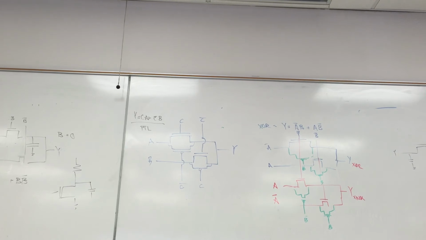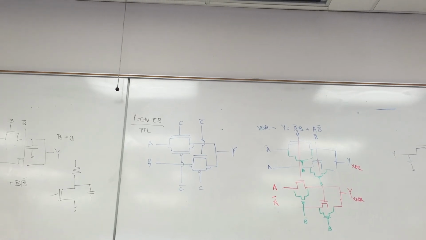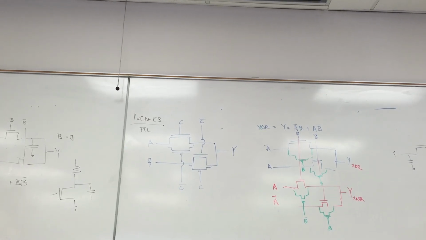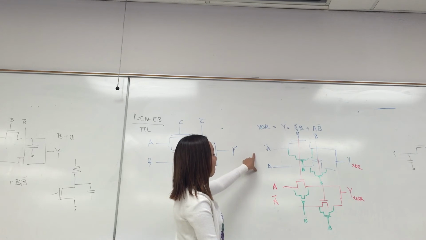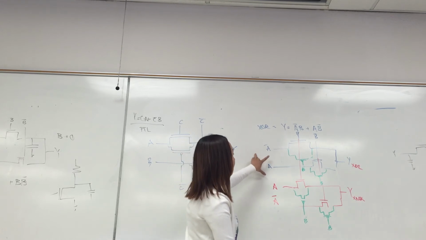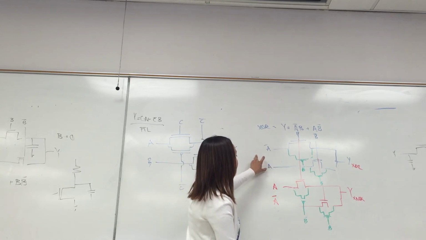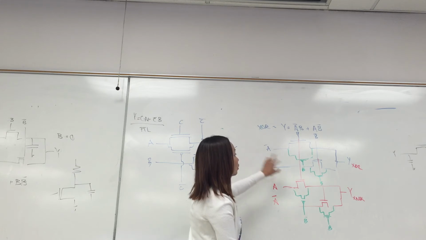Yes? Is it also possible to do on the left A and B, and then have A connected to B bar and have B connected to A bar? Yeah. Wait, for this one or this one? This one. For the XOR? For the XOR. Yeah, and what do you want? So if you have A and then the gate is B bar, and B the gate is A bar, is that possible? Yeah, just flip them around, that's fine.